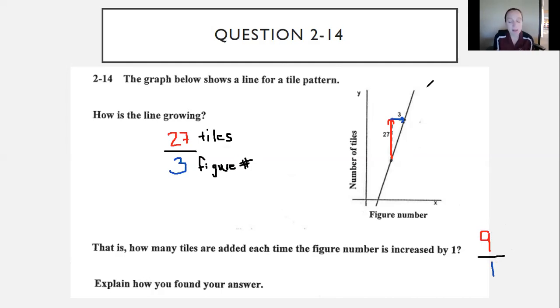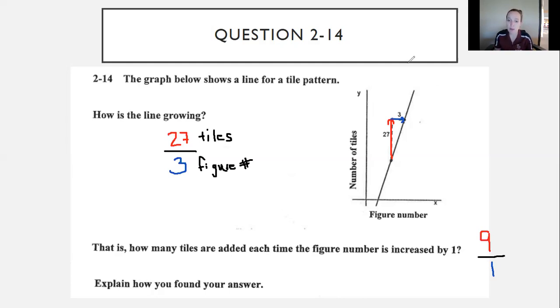So it says, explain how you found your answer. Reduce a fraction. That's a great way to explain your answer. You could be saying I got it into a unit fraction, meaning the denominator is 1. For every one figure number I move over, I add 9 tiles.